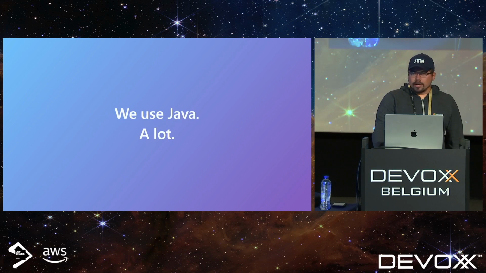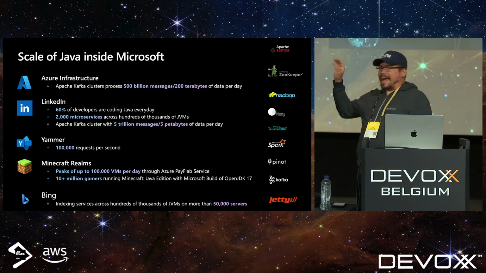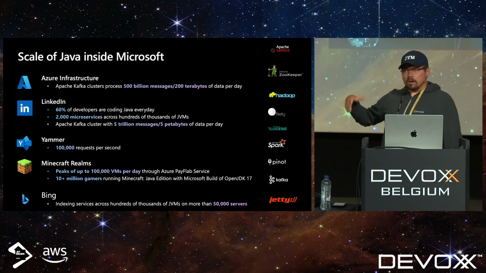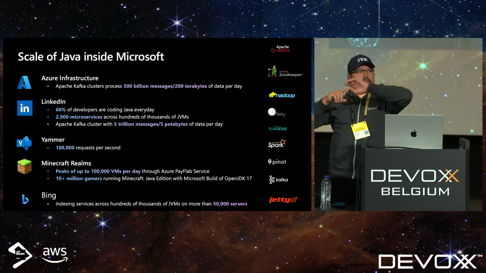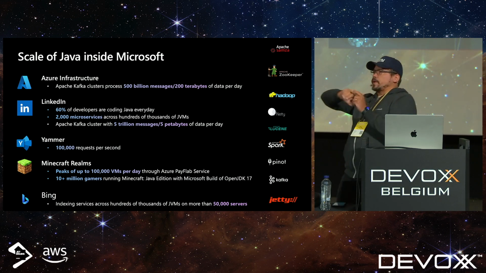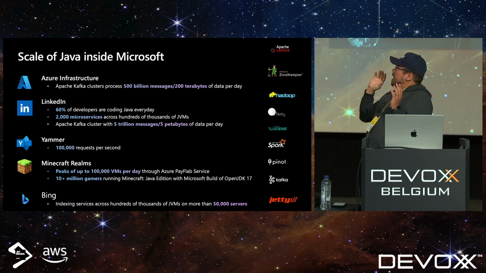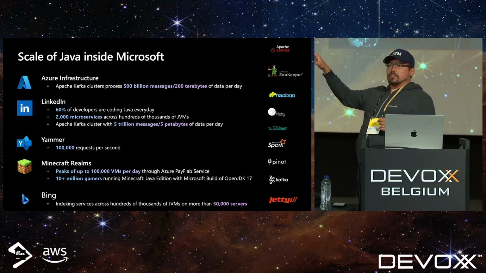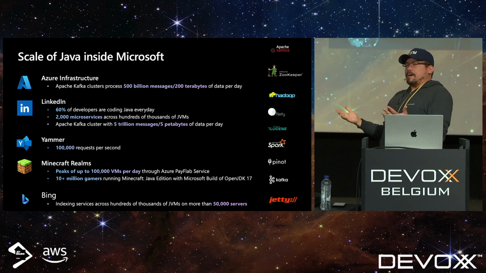And yeah, we do use Java a lot. Microsoft runs on Java. And I got some facts to share with you. The Azure infrastructure behind the scenes, when you go to the Azure portal and you say create a VM or create a Kubernetes cluster or create a container registry to host my image, all of those messages navigate through an Apache Kafka cluster with 500 billion messages, 200 terabytes of data per day. And Kafka, as you know, runs on top of the JVM.